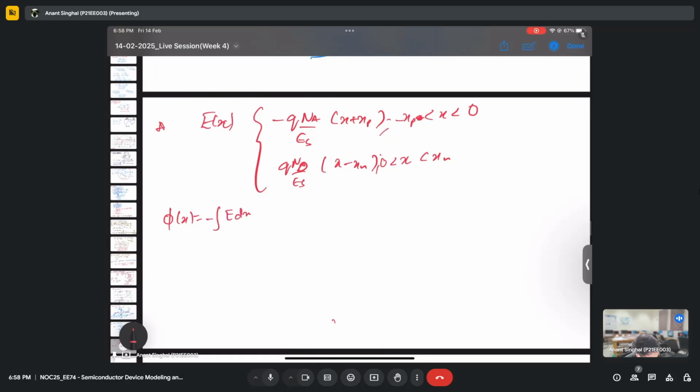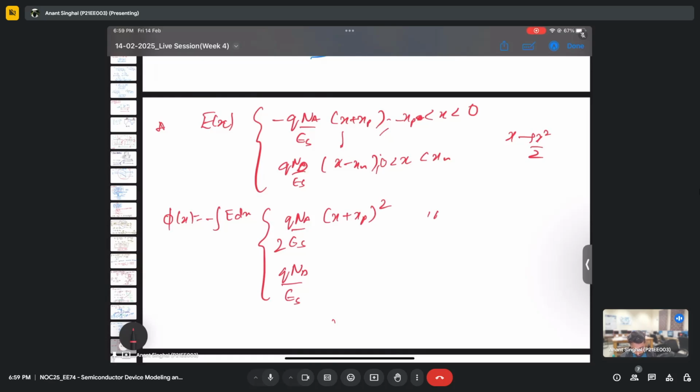So I'm writing it directly, so it will be some x square and some constant again. What we get is, let me try to write the relation only. For p type, I'll get some x square term. It will be q Na by epsilon s, x plus xp whole square. There will be 1 by 2 also, because the integration of x is x square by 2. This is for 0 to xp, and similarly I'll get q Nd by epsilon s.